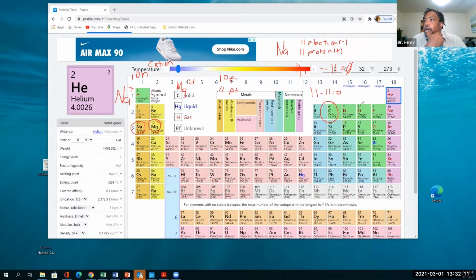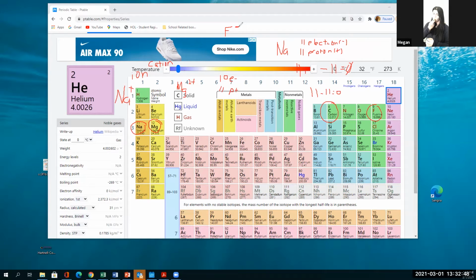Okay, so here we have fluorine. Fluorine is one away from being like neon. It has to gain just one electron and it'll be just like neon. So it's going to do that. What is going to be the charge on fluorine if it gains one electron? -1. So we're going to put a negative. It's going to be -1 because it gained one electron.